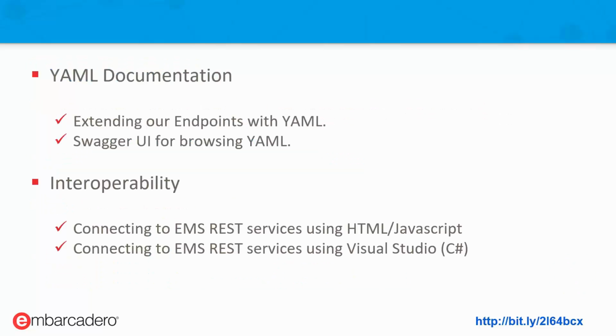So we're going to get started today by opening up a project from yesterday, our endpoint, and we'll see how we can extend that with YAML documentation and how we can use the Swagger UI to go browse that documentation. We're then going to take a look at some interoperability options, connecting to our EMS REST services using HTML and JavaScript, and doing the same using Visual Studio and C#.